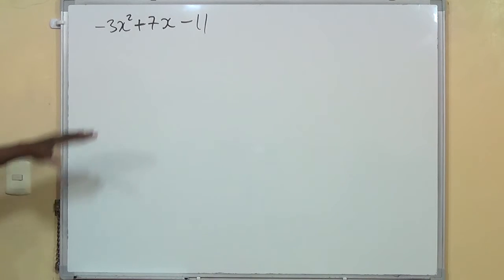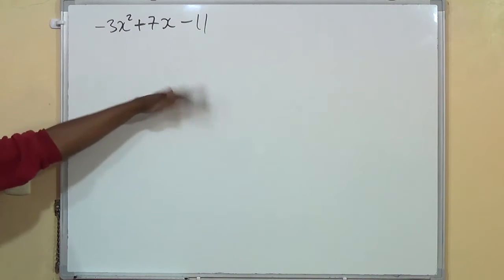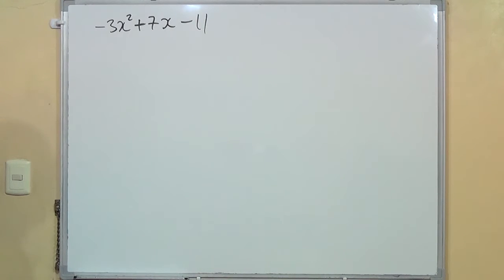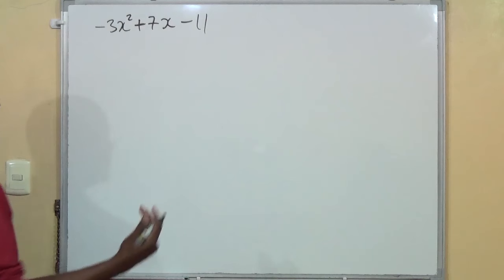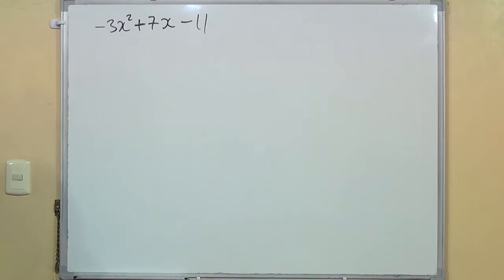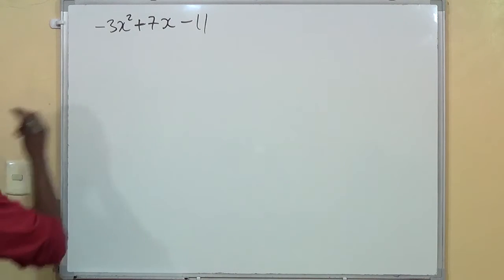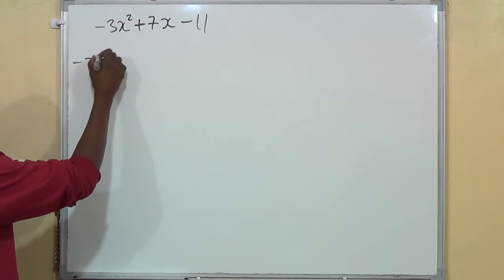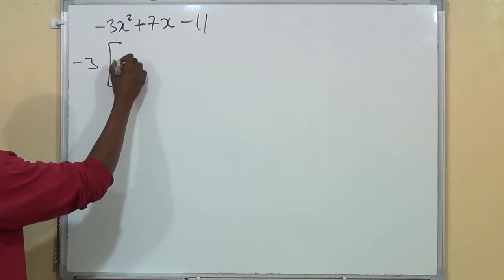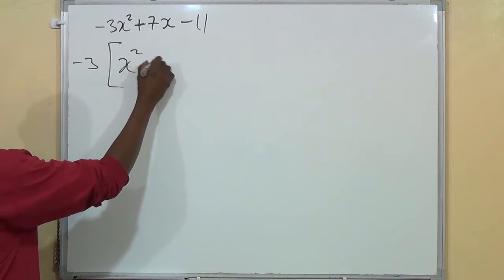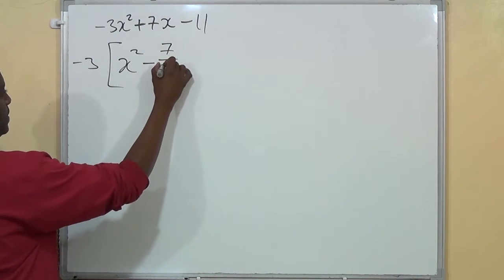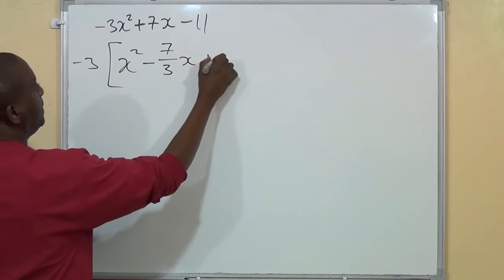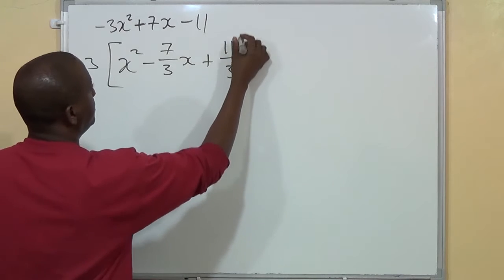So they want us to complete the square on this: minus 3x squared plus 7x minus 11. Just as we did in the video previous to this one, we factorize the entire expression by taking out the coefficient of x squared as the common factor. So we have minus 3 into x squared minus 7 over 3x plus 11 over 3.